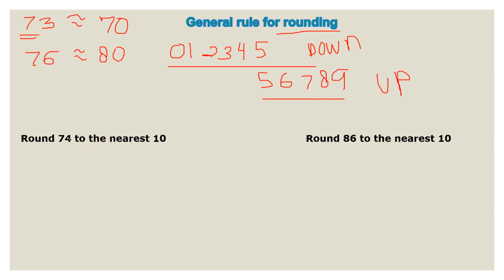For example, round 74 to the nearest 10. This is the 1's place, this is the 10's place. So we want to keep 7. Why? Because 7 is in the 10's position. The next digit is 4, which is less than 5. So no change needed to 7. So 74 gets rounded down into 70.